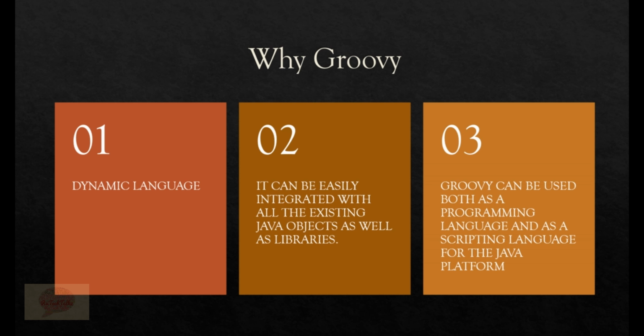Second thing, it can be easily integrated with all the existing Java objects as well as libraries, and it can be used both as a programming language or a scripting language for Java platform. And since we have learned Katalon Studio from basic to advanced, we will surely have a benefit of learning Groovy language because as you know Katalon is based on Groovy and Java language. So we can use Groovy language in Katalon Studio for creating some reusable utilities like methods, functions, etc.